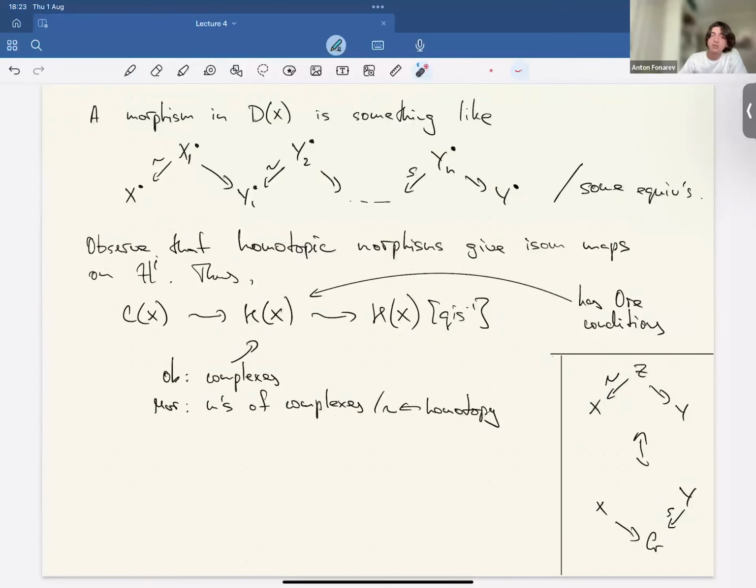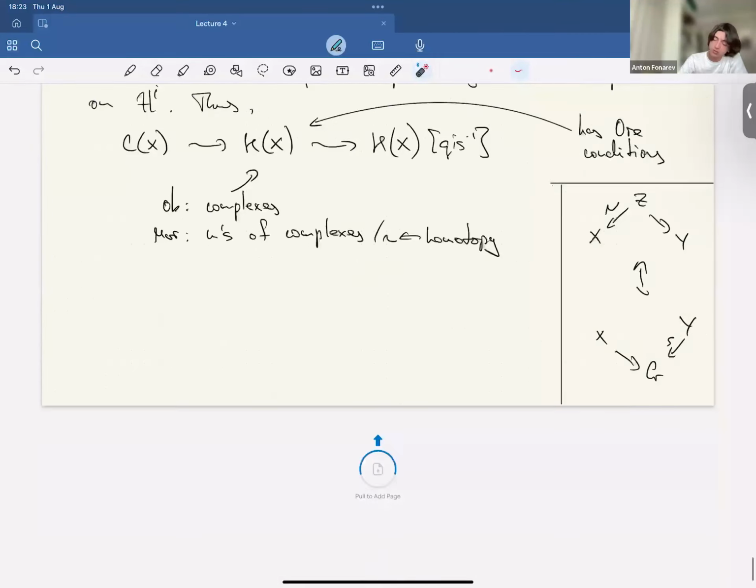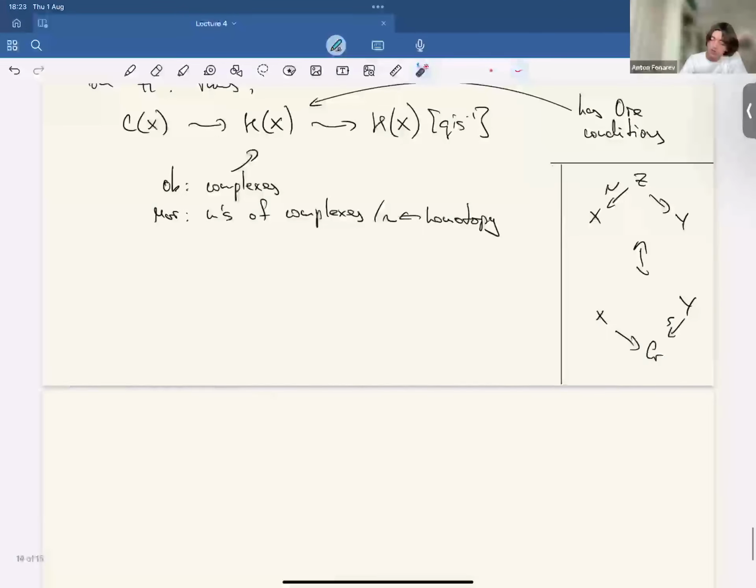All right. So this is all so far very abstract. However, remark that at least D of X remembers all the Hi's of complexes.